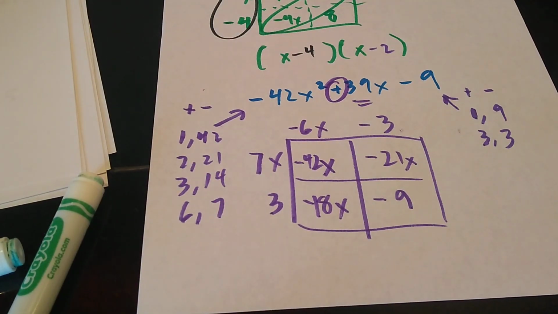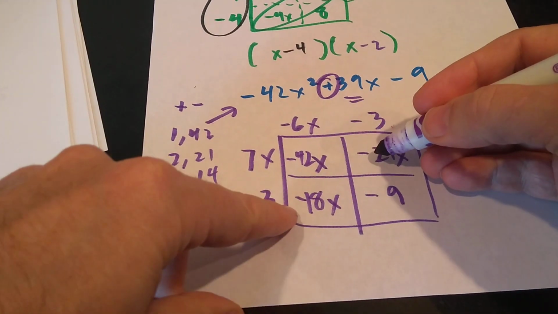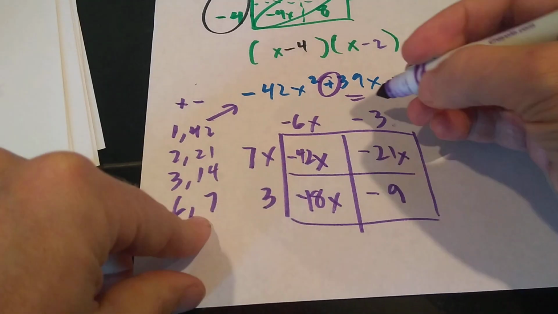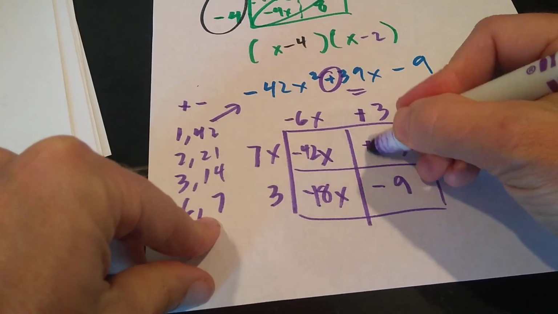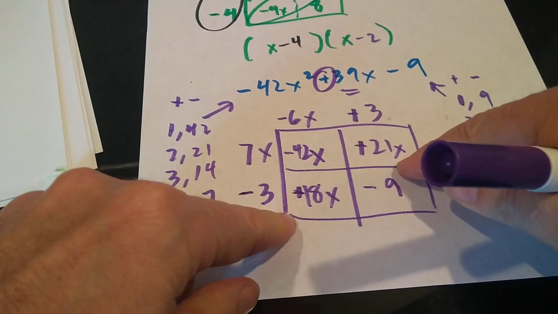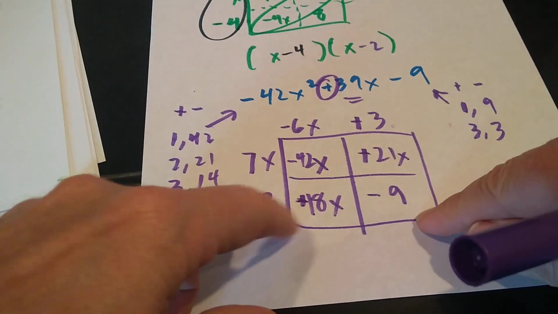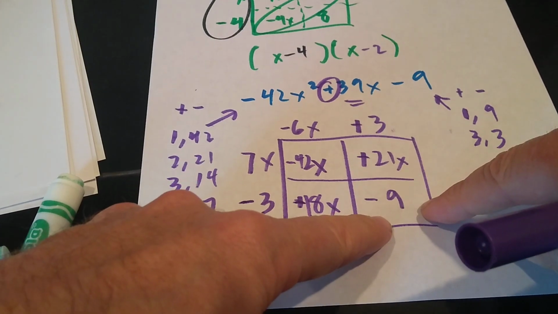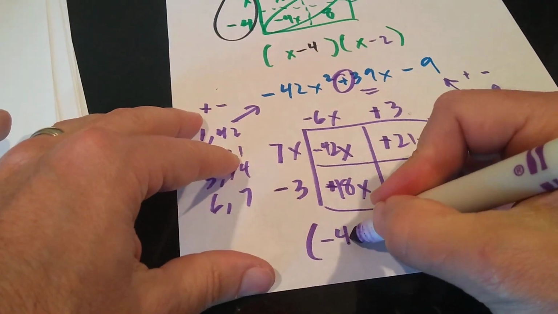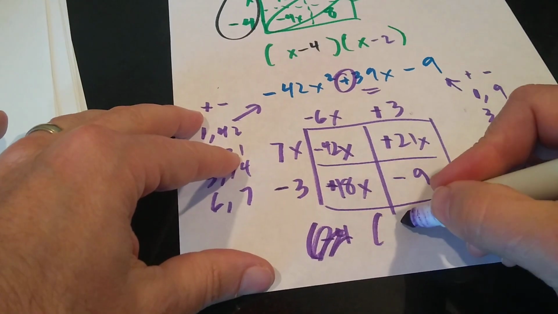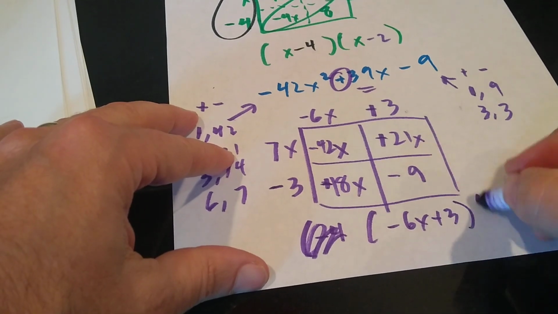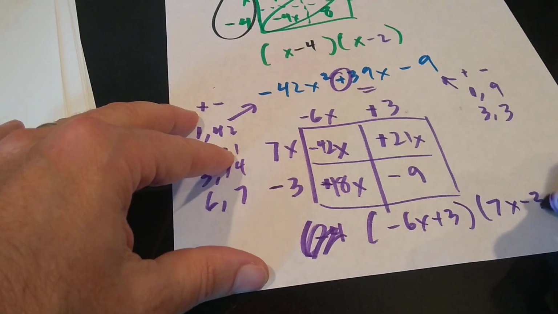So what do I need to change? These both need to be positive. So if I make this positive, that'll turn positive, and I make that one negative, that'll turn positive. Now we get a positive 39, but we still have the negative 9 for there and the negative 42 for there. So that whole thing works out to negative 6x plus 3 and 7x minus 3. I think that works.